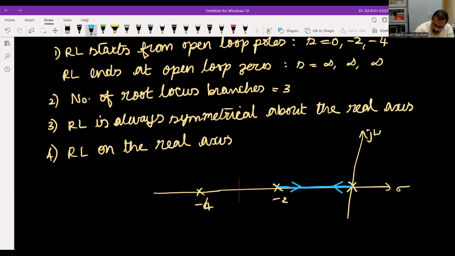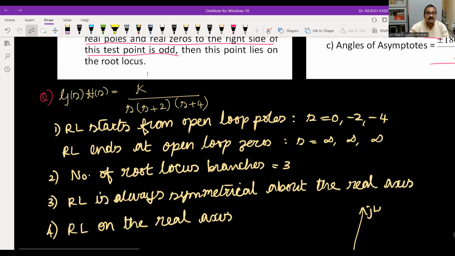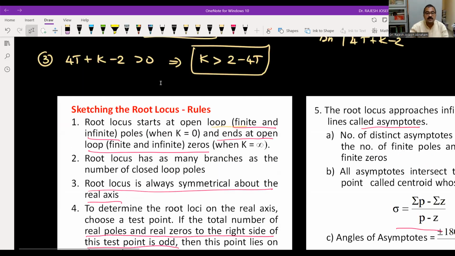So that means this goes to minus infinity. Okay. So we have determined the root locus on the real axis. Right. What next? Now we have to determine the asymptotes.